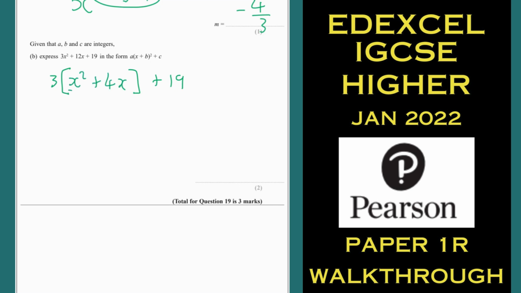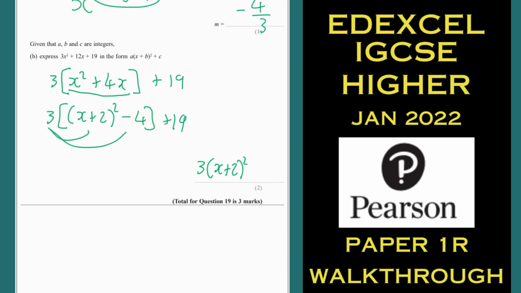the completing the square, which you can't do if there's a number next to x squared, but you can do when you get it like that. So in the square brackets, we halve the number next to x, we square it, take it away, and now we expand. 3 lots of those brackets, and 3 times -4 is -12 plus the 19. Job done. Get revising that if you hate it.